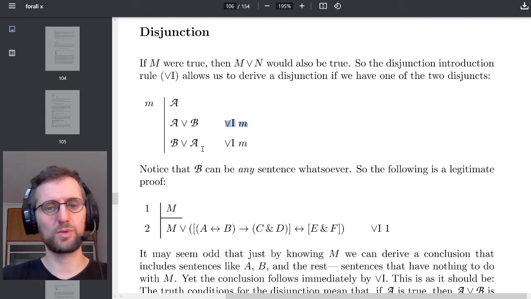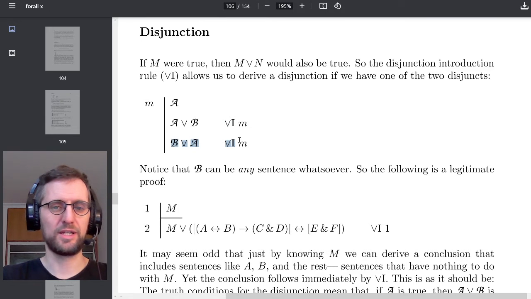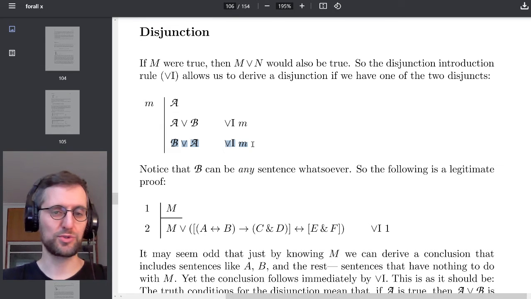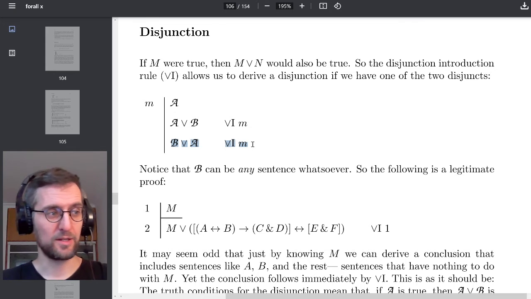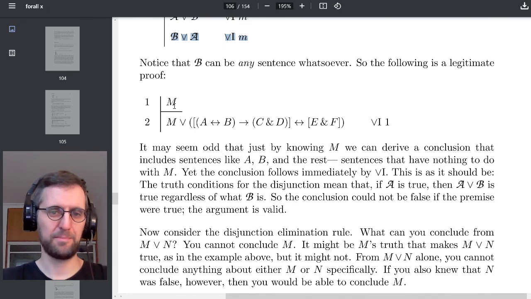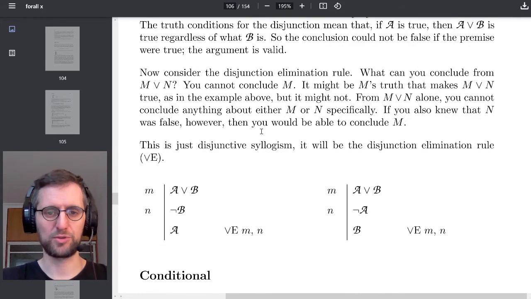And of course, we can switch positions, and we can also introduce more complex propositions. So notice that B can be any sentence whatsoever, so the following is a legitimate proof. M, and then we have an OR introduction applied to line 1, and then we have M OR a very complex proposition.